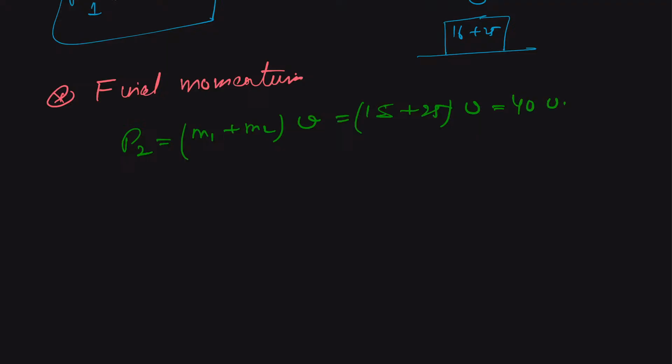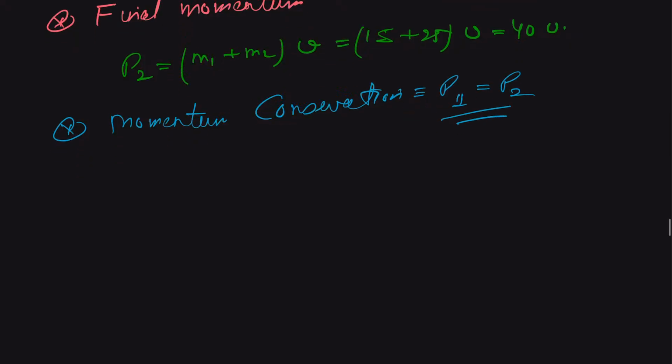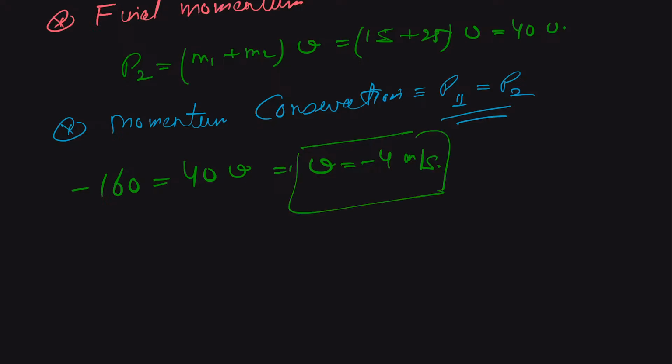Now, conservation of momentum. Initial momentum is equal to final momentum. So we get minus 160 is equal to 40 times V. This gives us V is equal to minus 4 meters per second, which basically means it is moving towards the left side. That's only the negative part.